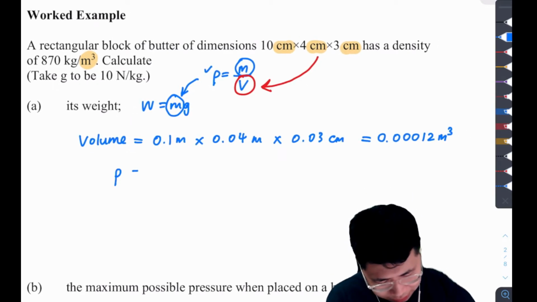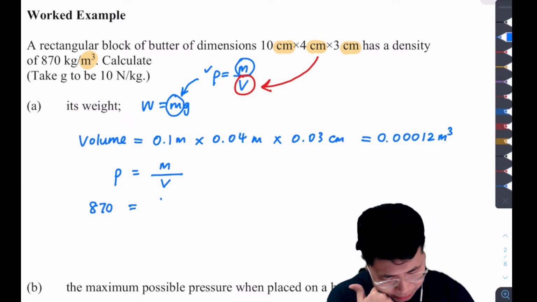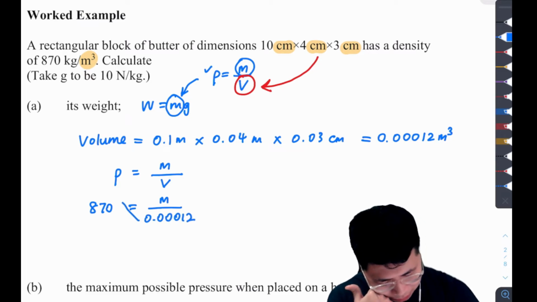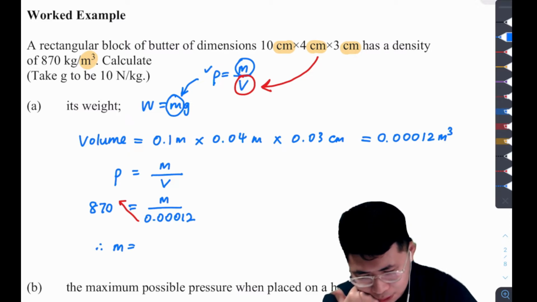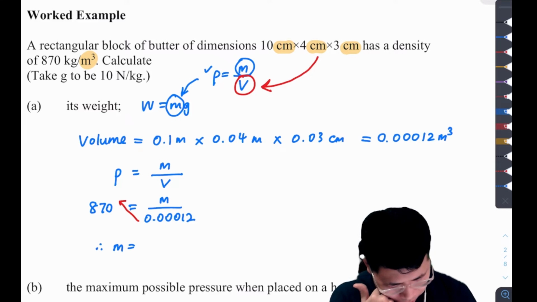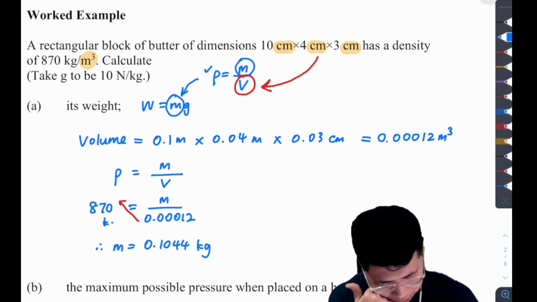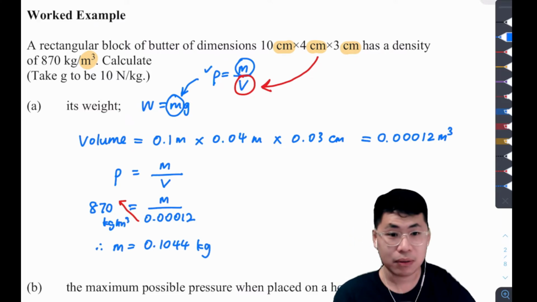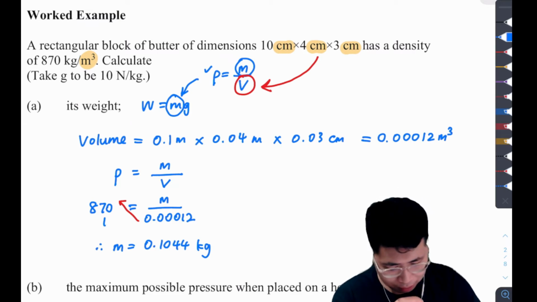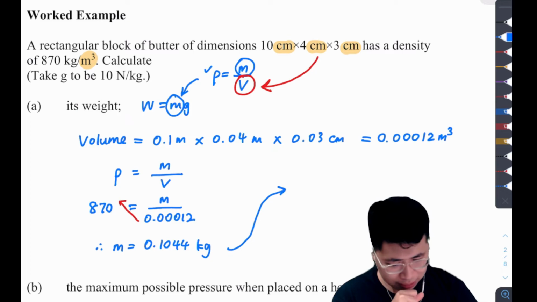We can look for the density. Density is equal to mass over volume. So density is 870 kg per meter cube. The mass, I don't know the mass. The volume is this. Let's multiply this over to the other side. In the end of the day, my mass is going to be 0.1044. This is in kilograms because this is kg per meter cube, and we multiply with the meter cube. With this, the last part over here is to find the weight.